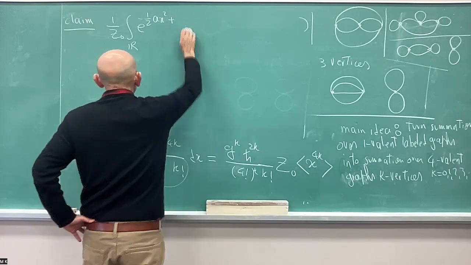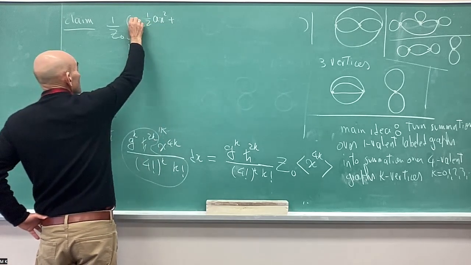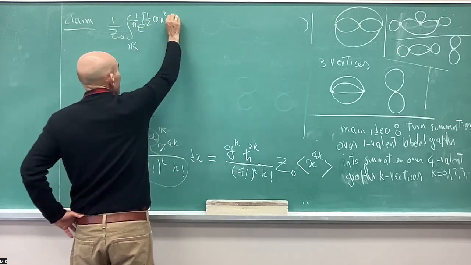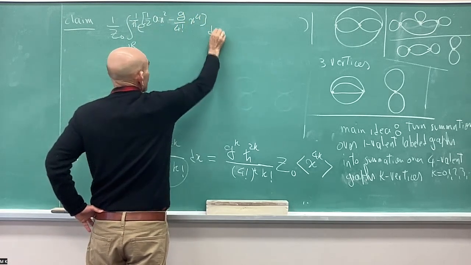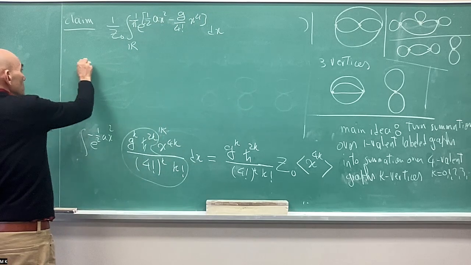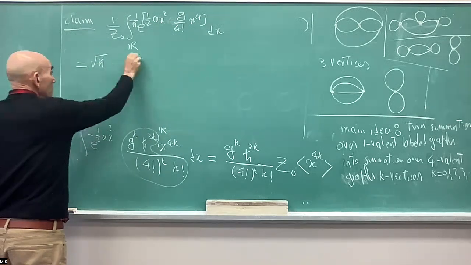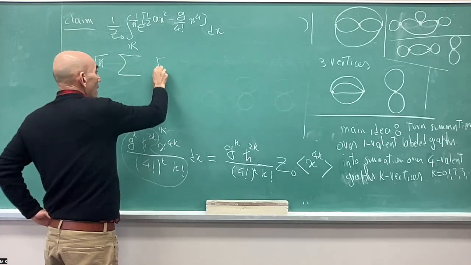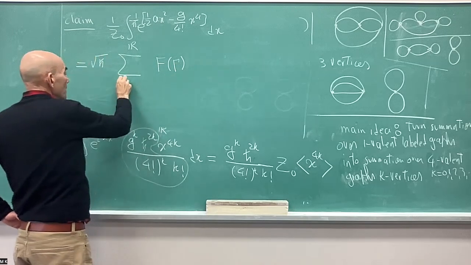Again, let me put it like this: minus 1 over h bar times 1/2 x squared minus g over 4 factorial x^4 dx, right? This one. So this is equal to root h bar times the sum of f of gamma, with gamma.